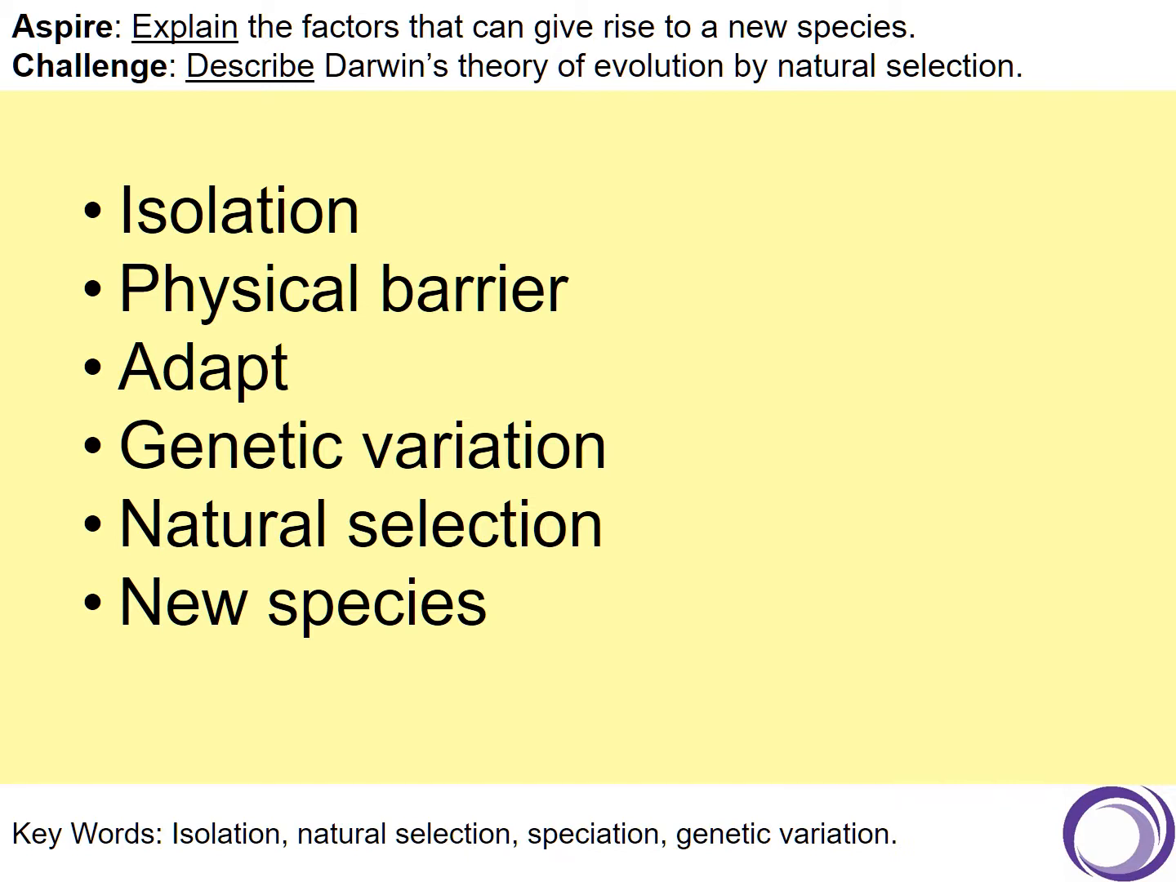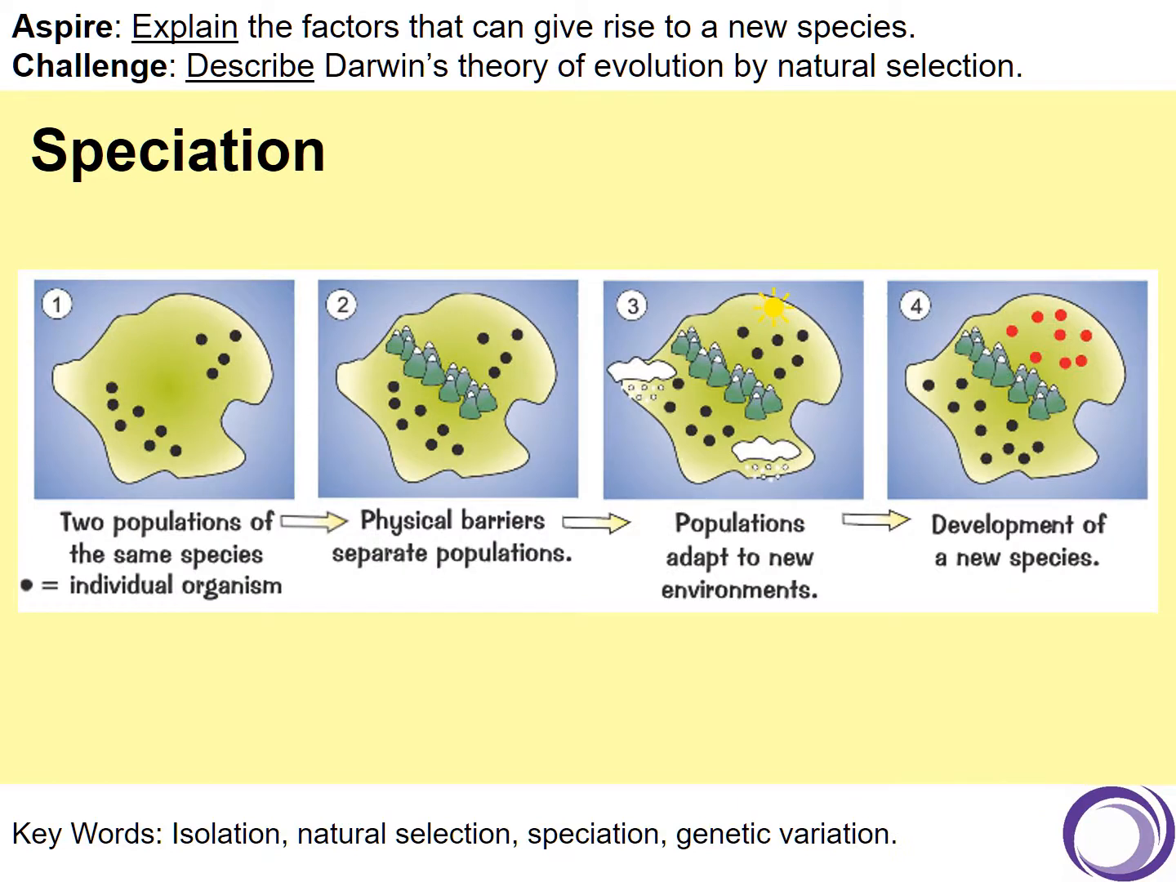Okay, so here's a diagram that summarises speciation. You've got two populations of the same species. The black dots represent individual organisms. Then a physical barrier is created to separate the populations, and this might be due to some tectonic activity. The populations then adapt to the new environments. So different characteristics might be advantageous in each different location, and eventually a completely new species is being developed.